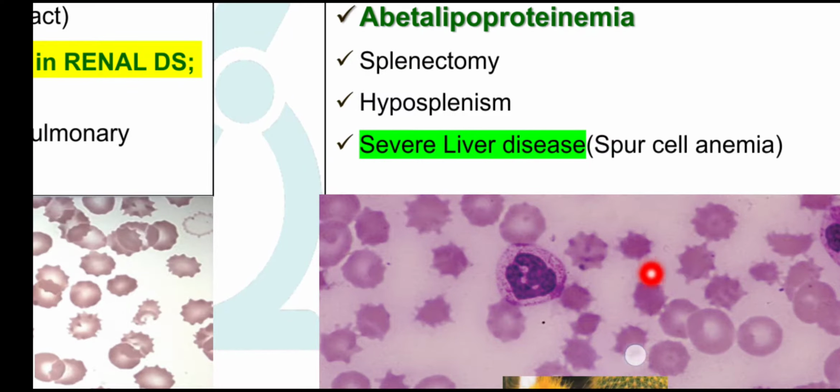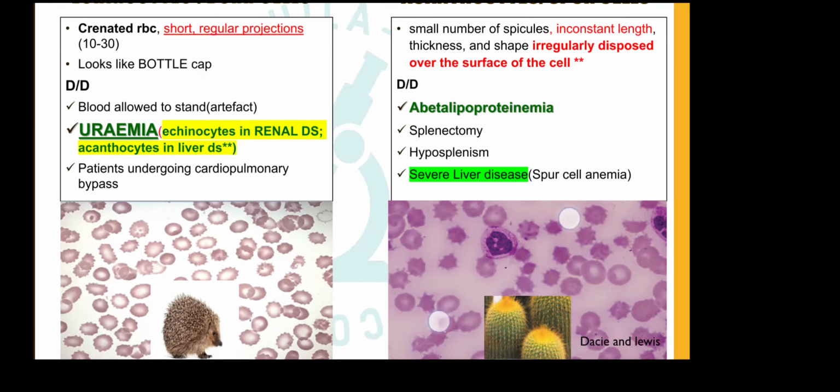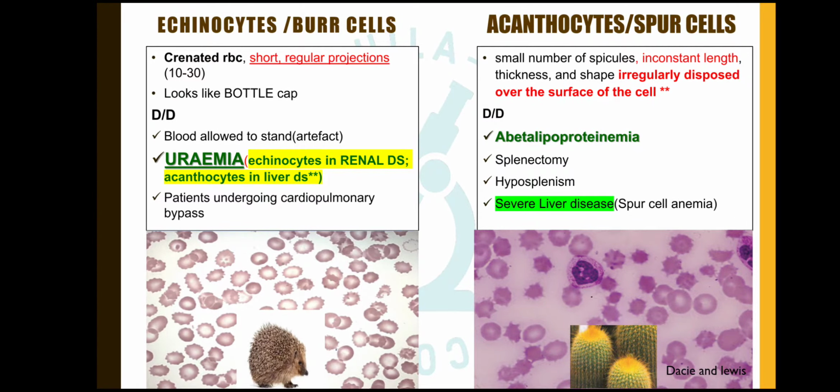You can see the length is not regular, some are long, some are short, and they are irregularly present. They are not regularly distributed over the surface of the RBC. Acanthocytes are irregularly disposed, while echinocytes are regularly disposed on the surface of the cell. The differential diagnosis is important. Abetalipoproteinemia often comes in the MCQ. Another cause is splenectomy, hyposplenism, or severe liver disease. So you just have to remember that echinocytes are seen in renal disease, and acanthocytes are seen in liver disease.